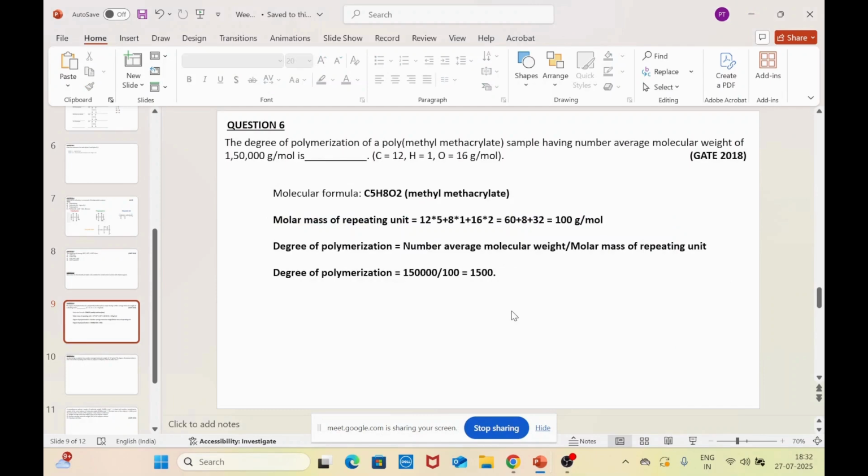So this is a very simple example on how to calculate the degree of polymerization based on the number average molecular weight by molar mass of the repeating units. If you multiply the number of repeating units, or the degree of polymerization, with the molar mass of the repeating units, what you're going to get is nothing but the number average molecular weight.